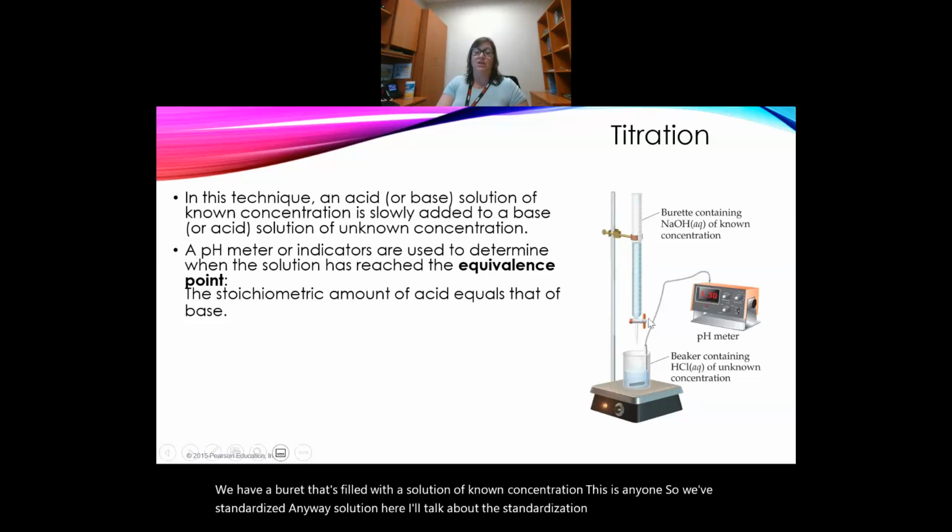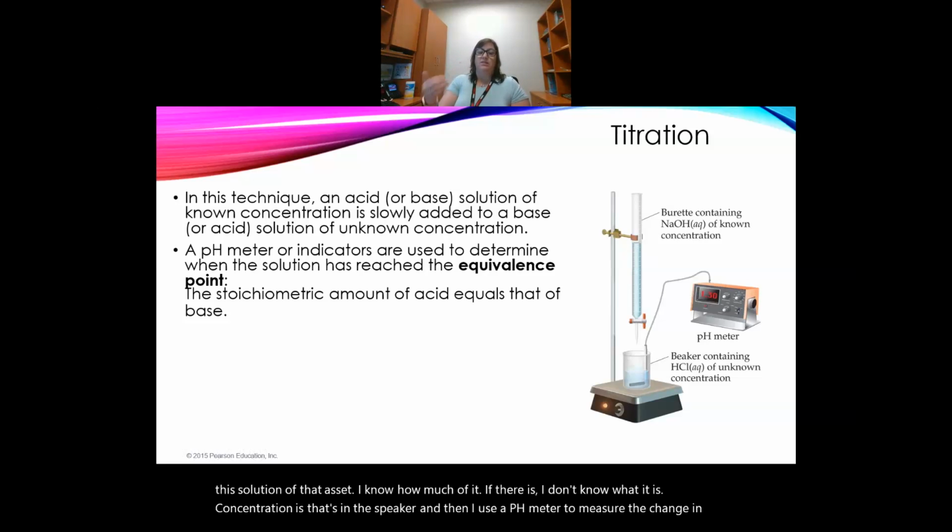That standardized solution is used to then titrate an unknown acid. Either we don't know what the acid is, or we don't know what the concentration is, or both. It could be either, or both of them. So we have this solution of that acid. I know how much of it there is. I don't know what its concentration is. That's in this beaker. And then I use a pH meter to measure the change in pH.